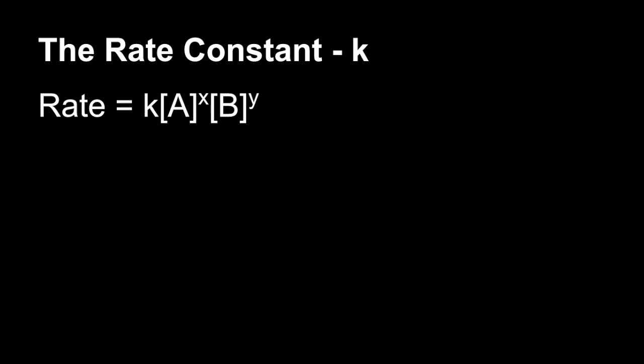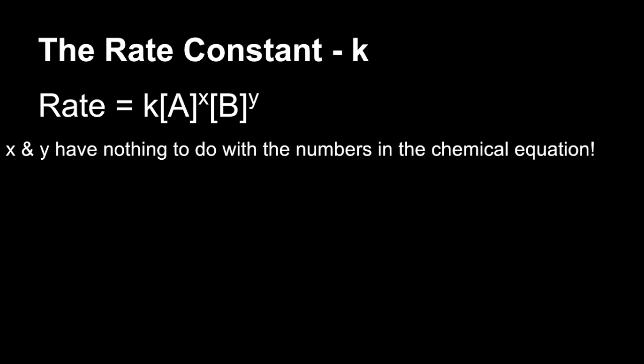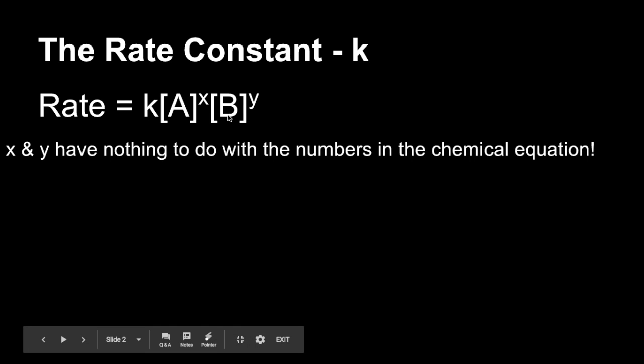So K is found in the rate equation, which takes that format. Those powers, the x and the y, they've got nothing to do with the numbers in the chemical equation. They're the orders of the reaction, and you can only work them out by experimental methods. So if you wanted to find K, you would take these terms here over to the other side and divide the rate by that.